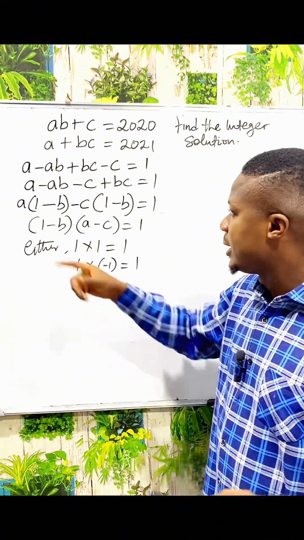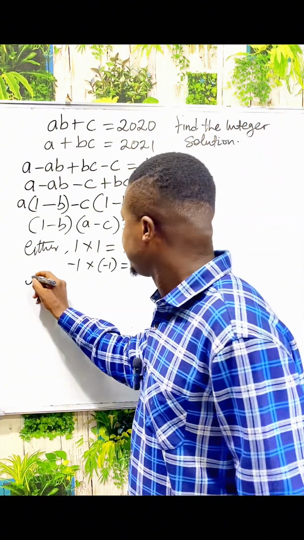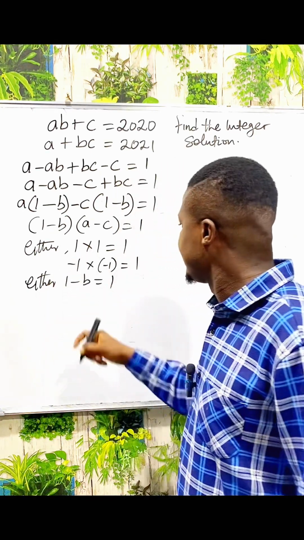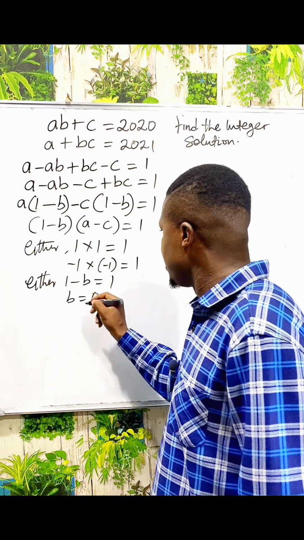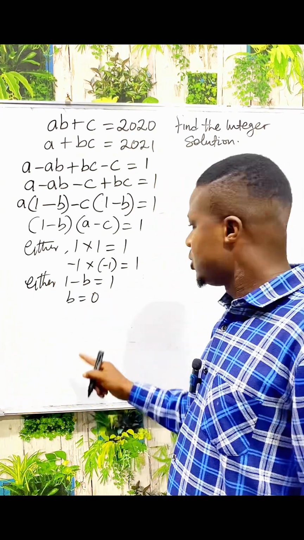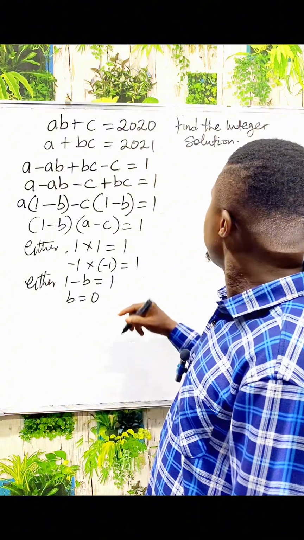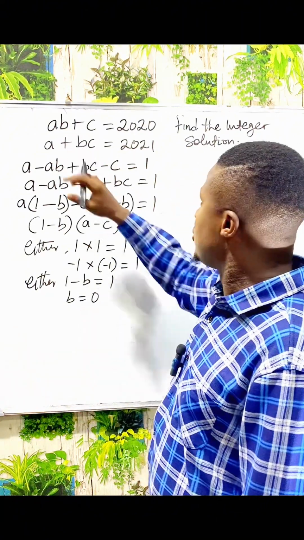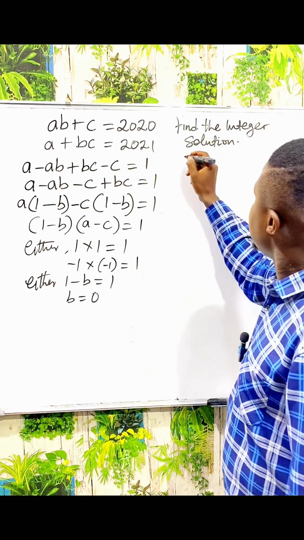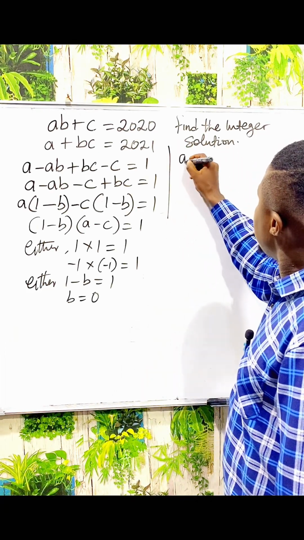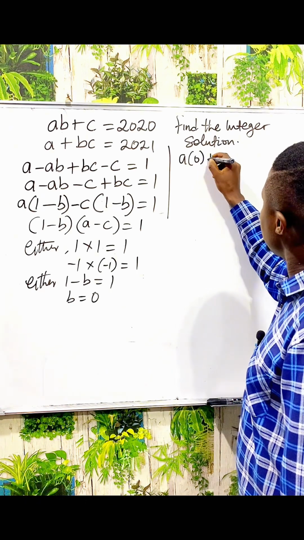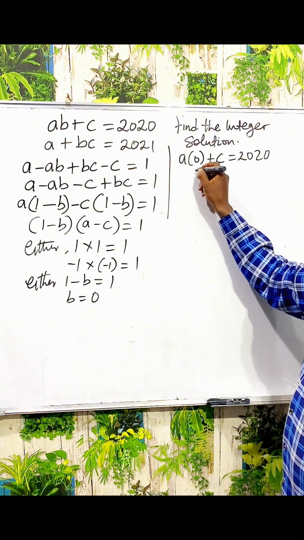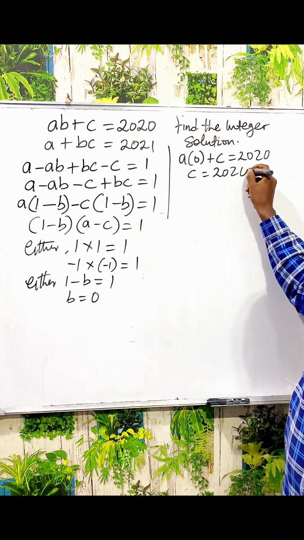So I will take the first one. Either 1 minus B is 1, so B is equal to 0 because 1 minus 1 is 0. So B is 0 here. If B is 0, let us see what happens in equation 1. Let me substitute B as 0 in equation 1. In equation 1, I will have A times 0 plus C is 2020. A times 0 is 0, meaning that C is 2020.